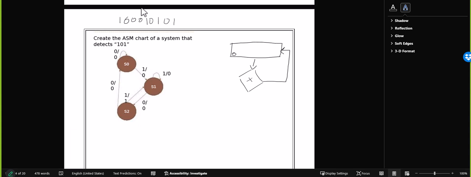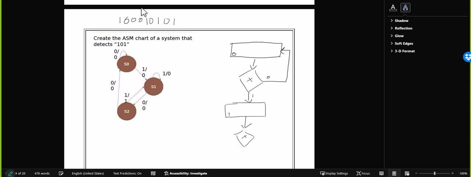Can't remember how we do this. I think I just put an X there. And then if X is 1, then I go to state 1. And then I have a decision to make. And by the way, you don't put an output if the output is 0. So we're only going to put an output on the one time that we get an output of 1. So now I have a decision to make.